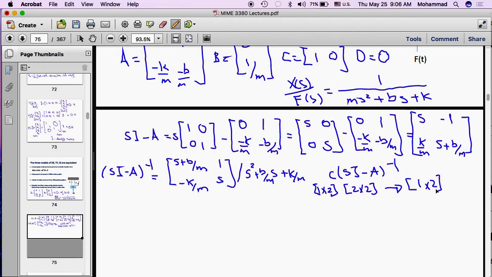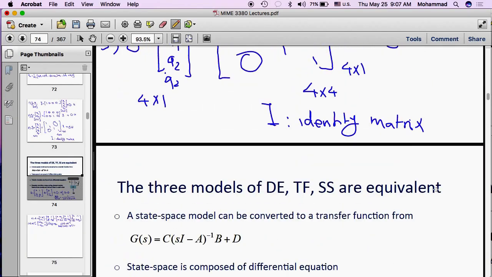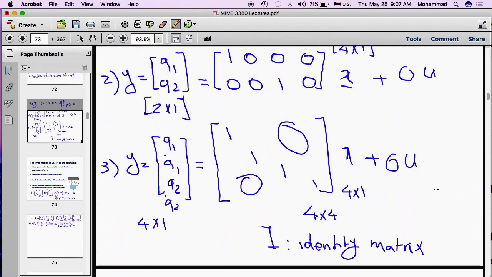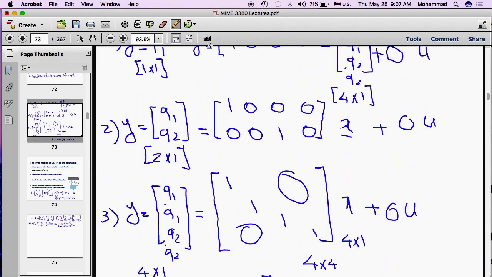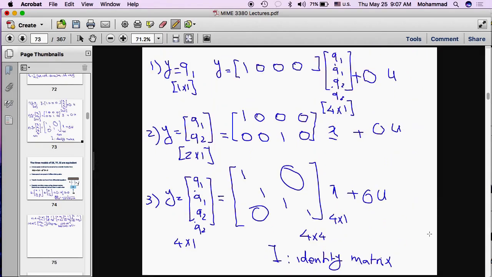Yes, sir. Like earlier, you got a 4 by 1 by multiplying 4 by 4 by 4 by 1. Let's go to that slide. Let me resize. This one? Okay. So this is 4 by 1. This is 4 by 4 multiplied by 4 by 1. So the inner two indices of 4 and 4 will disappear. So the result is 4 by 1. Did we miss something? No, I get it now.